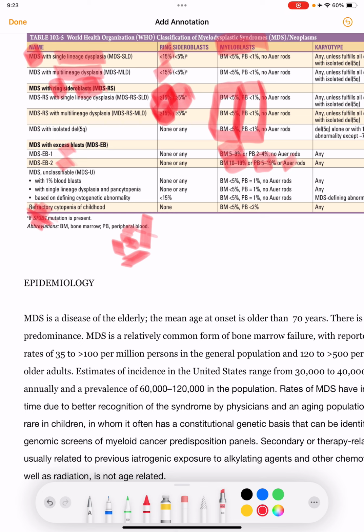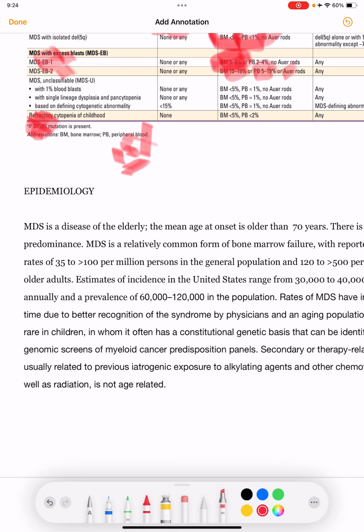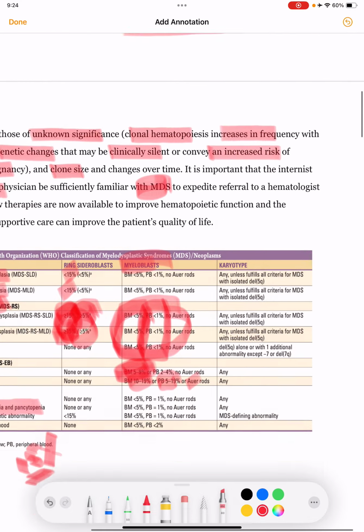So MDS with single lineage dysplasia, or multi-lineage dysplasia, or MDS with ringed sideroblasts. If ringed sideroblasts are greater than 15%, or with a gene mutation greater than or equal to 5%, all the blasts will be less than 5%. If blasts are 5 to 9%, then we have MDS with excess blasts. Then we also have MDS unclassifiable, with 1% blood blasts, single lineage dysplasia and pancytopenia, based on defining cytogenetic abnormality.